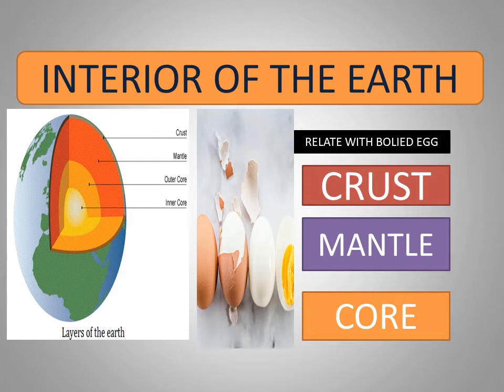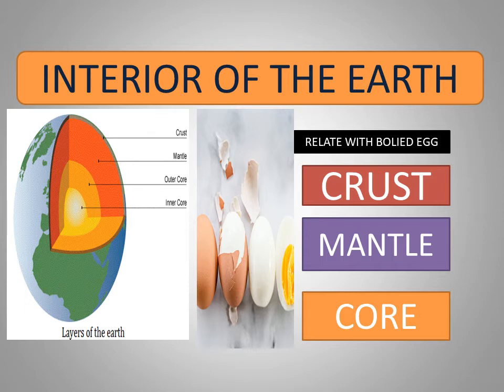The slice which we took out, the upper part, is called crust. Got it? After the crust, the second layer is called mantle, and the third layer is core. So the earth is made up of layers like this. There are three layers: crust, mantle, and core.